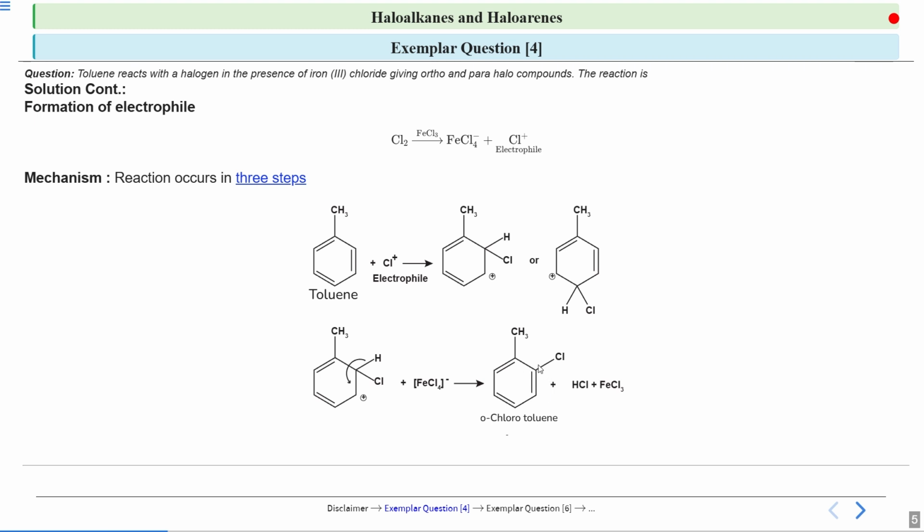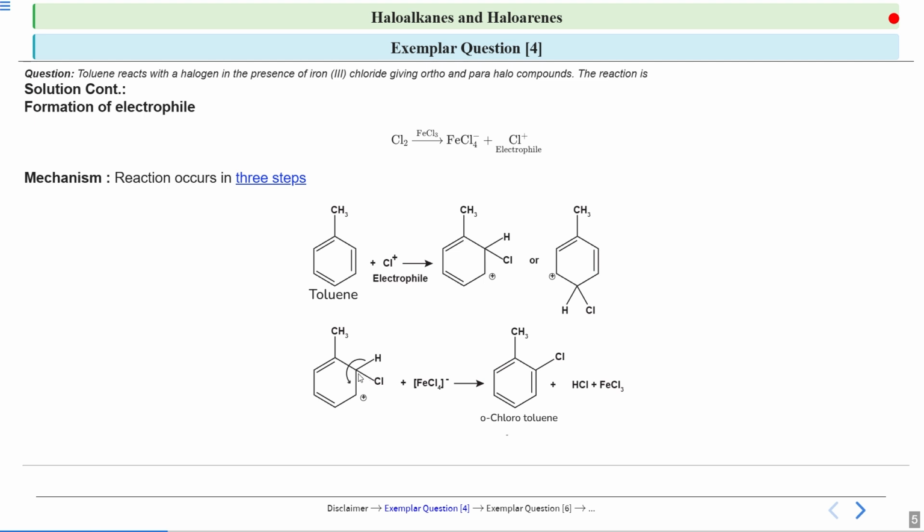So at the ortho position, after the stabilization of this carbocation, you will get ortho-chlorotoluene as your product, where at the ortho position we have chlorine, and at the first carbon we have CH3, plus HCl and FeCl3 as your byproducts in this process. You can see you are getting FeCl3 at the end of the reaction. So this is the catalyst which is not utilized in your overall reaction. We are getting it back after the reaction completion, right?